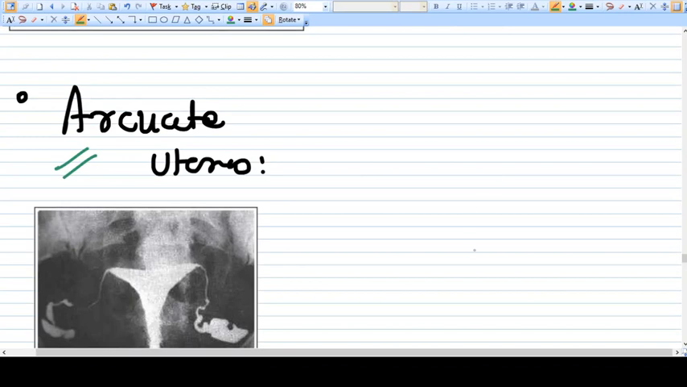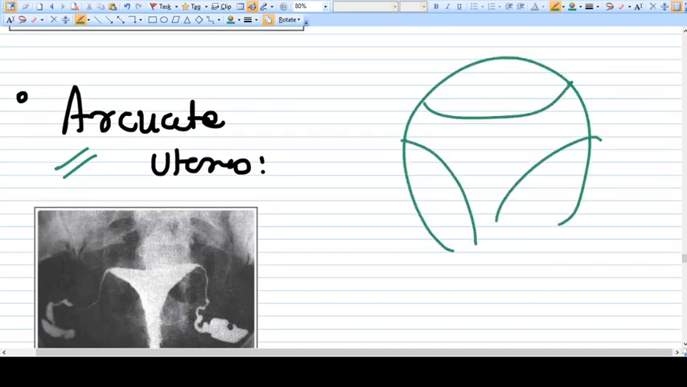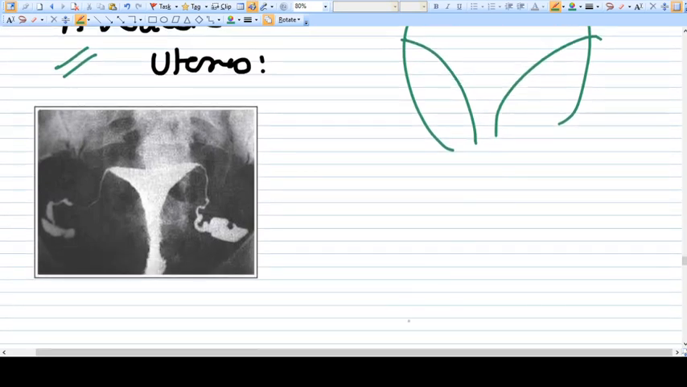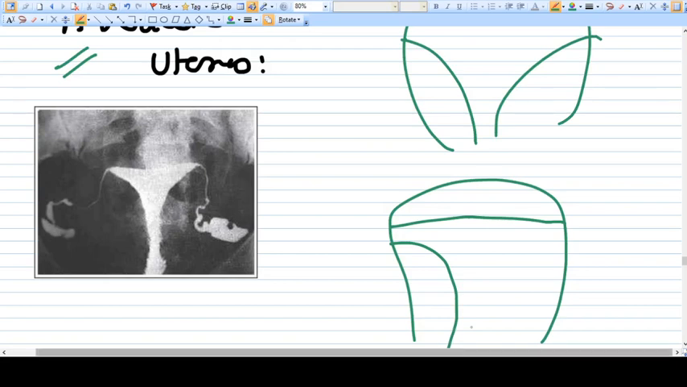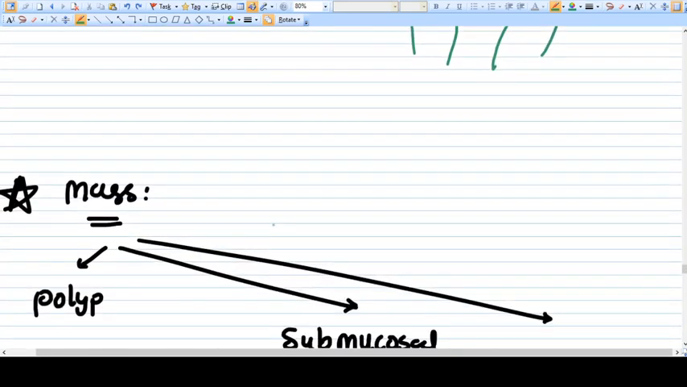Another thing is the arcuate uterus, in which the fundus is not dome shaped. Okay, it looks somehow flat like this. So this is the arcuate uterus, the flat structure. It should actually be dome shaped, but it's not seen like this. That's why it is the arcuate uterus.